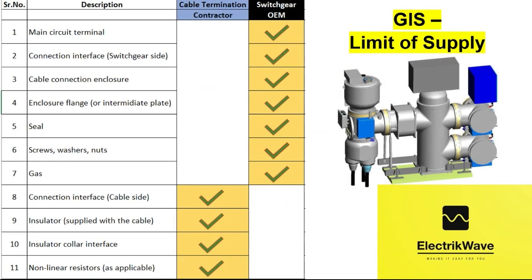As tabulated here, you can see the components that should be provided by switchgear manufacturers are: main circuit terminal, connection interface on GIS side, cable connection enclosure, enclosure flange, sealing, screws, washers, nuts and gas. While for the cable termination contractor, components include: connection interface on cable side, insulator supplied with cable, insulator collar interface, and nonlinear resistors if required.